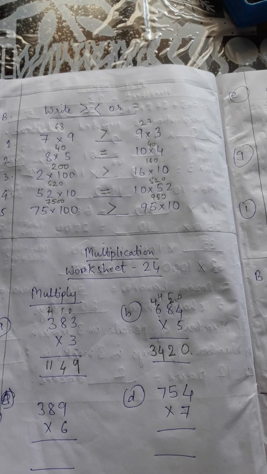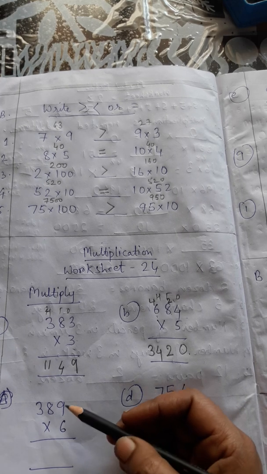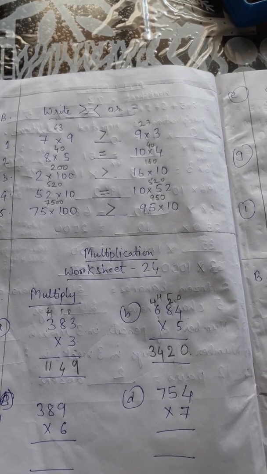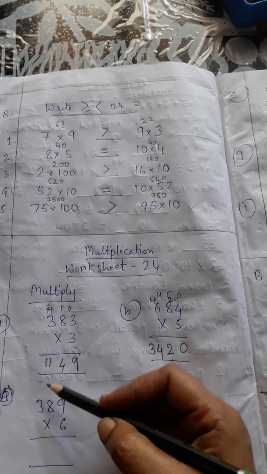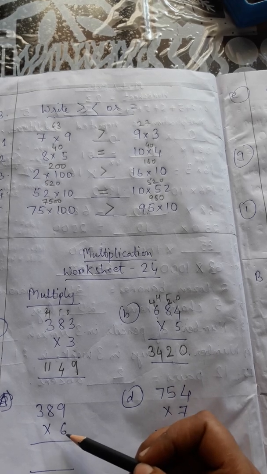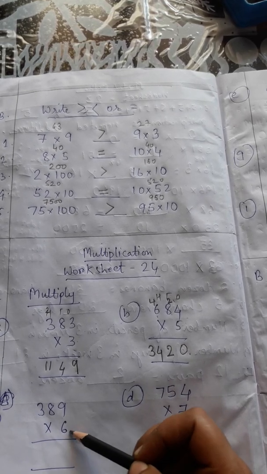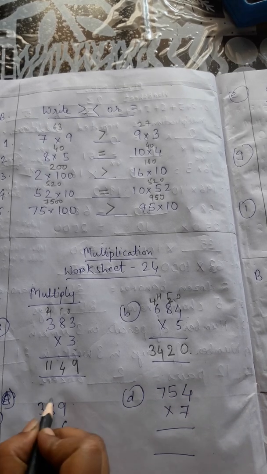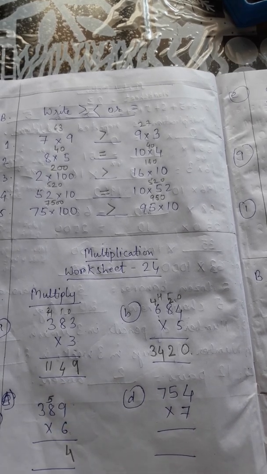Now look at the next one. Multiply 389 into 6. Keep tables of 6 in your mind. 6 9s is how much? 54. Write 4. Carry 5 at the tens column.